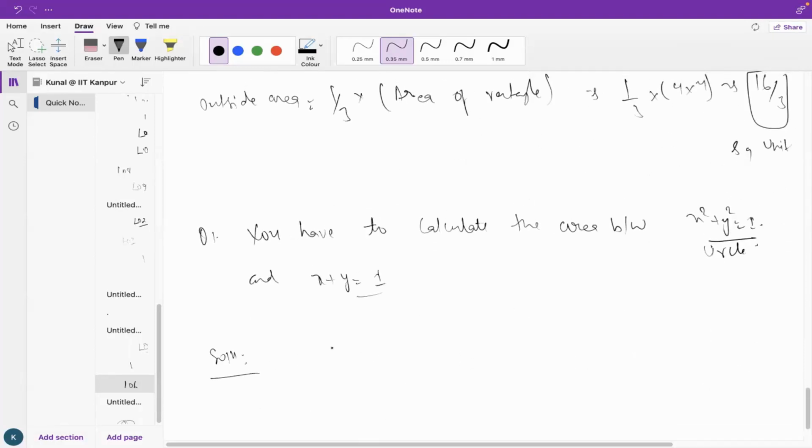So what you have to do, first draw the circle. So this is what our circle looks like. This is our x-axis, and this is our y-axis, you know. And the x plus y line has a slope of -1, right? So this is what our line looks like. And we have to calculate this area. Our area of required region is nothing but this.